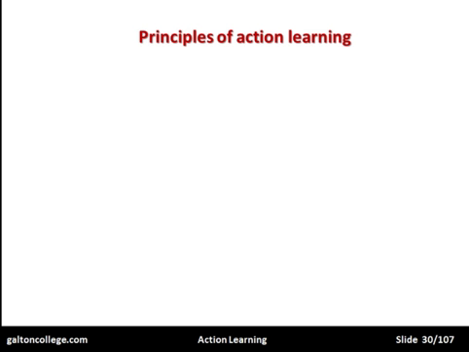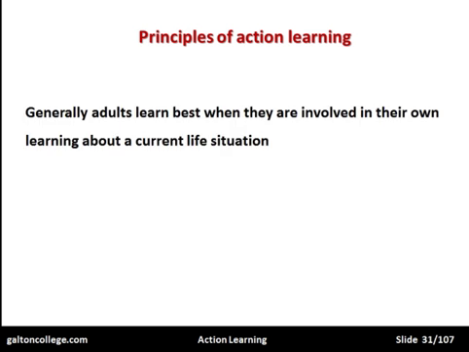Now let's look at the principles of action learning. Generally, adults learn best when they are involved in their own learning about a current life situation. It's argued that when we have experience of a situation, we learn more from it than if we were to deal with it in the abstract, if we just write it down on paper and look at the problem on paper. When we're actually confronted by the situation in practice, it's argued we learn more.